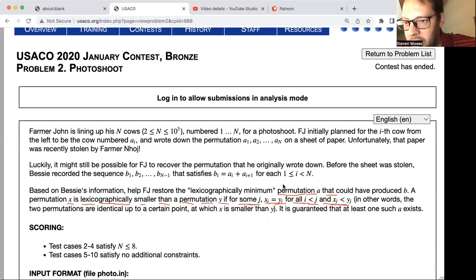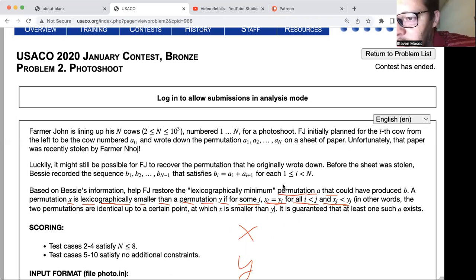So basically, for some J, Xi equals Yi for all I less than J, and Xj is less than Yj. In other words, the two permutations are identical up to a certain point at which X is smaller than Y. That's hard to pick apart. So we're looking for permutation X and permutation Y if for some J, Xi is equal to Yi for all I less than J.